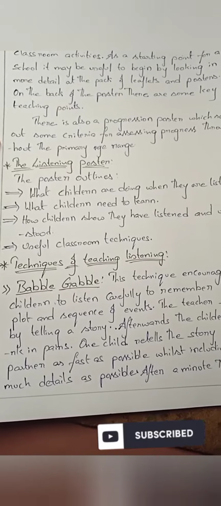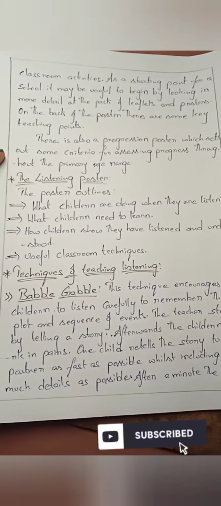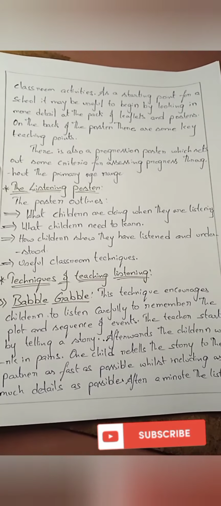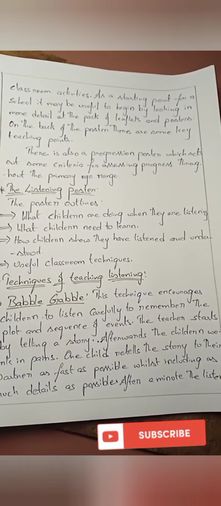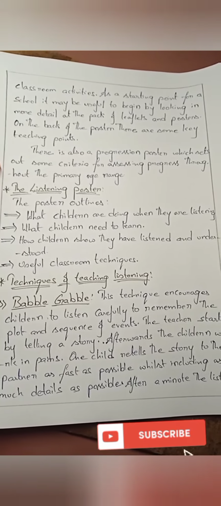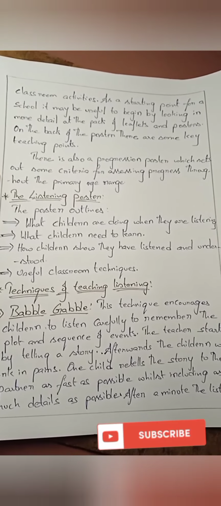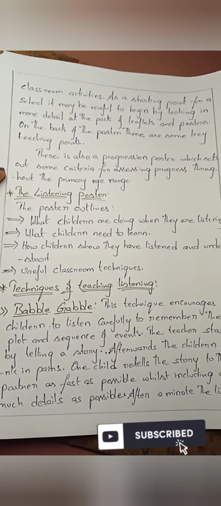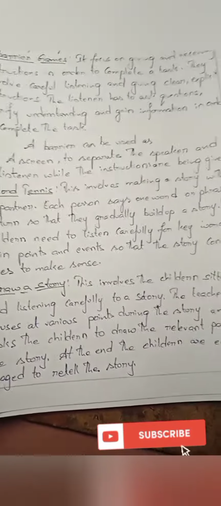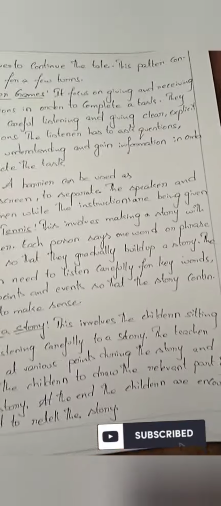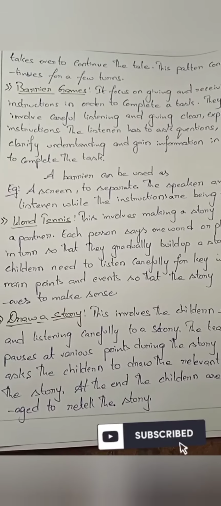They are babble gabble. This technique encourages children to listen carefully to remember the plot and sequence of the events. The teacher starts by telling a story. Afterwards, the children work in pairs. One child retells the story to the other partner as fast as possible, including as much detail as possible. After a minute, the listener takes over and continues the tale. This pattern continues for a few turns.